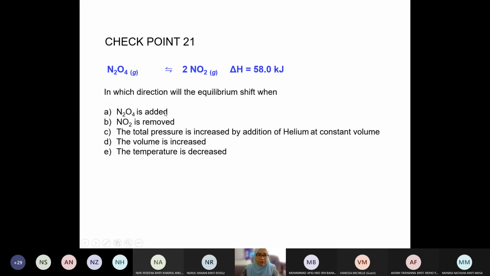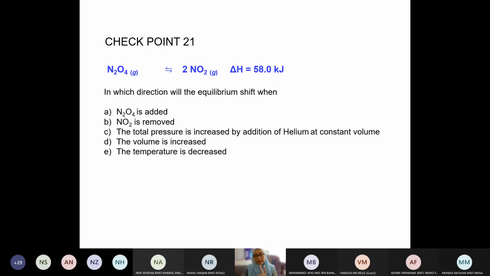That means in the way dia nak cakap the concentration of NO2 is decreased. So now they stress because they decrease sekarang. So to reduce the stress, the reaction needs to proceed to the right. Why? Because to increase the concentration of the product. Okay, C. The total pressure, so now we are talking about pressure, guys.